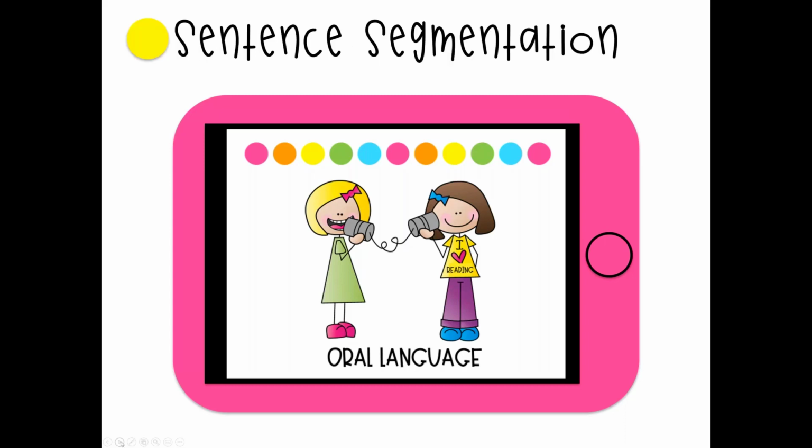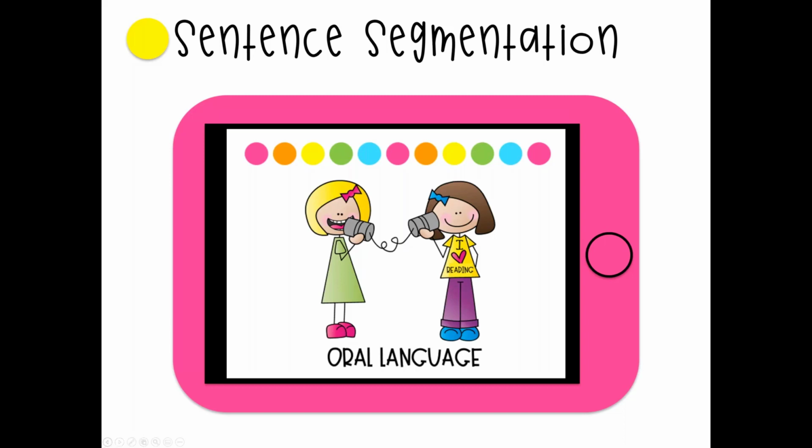Okay. Sentence segmentation is another part of oral language that we work on. Sentence segmentation is the ability to hear individual words in a sentence. So you will orally say a sentence, and your students will isolate and count the words. So for example, if I said, Boys and girls, how many words do you hear in this sentence? The bus is late. You would have them orally say the sentence, the bus is late, and then they would hold up 4 fingers to tell you how many words they hear in the sentence.